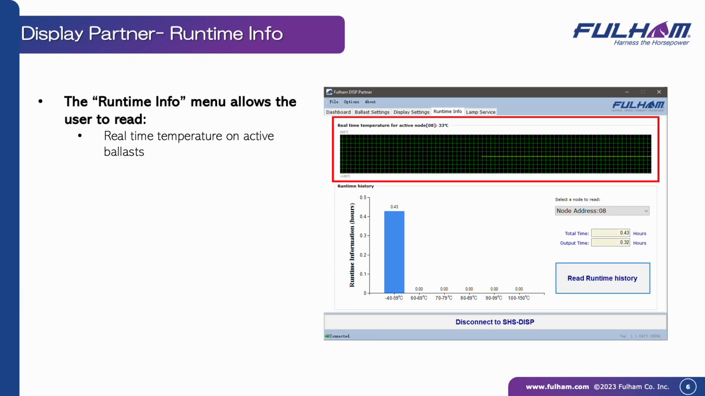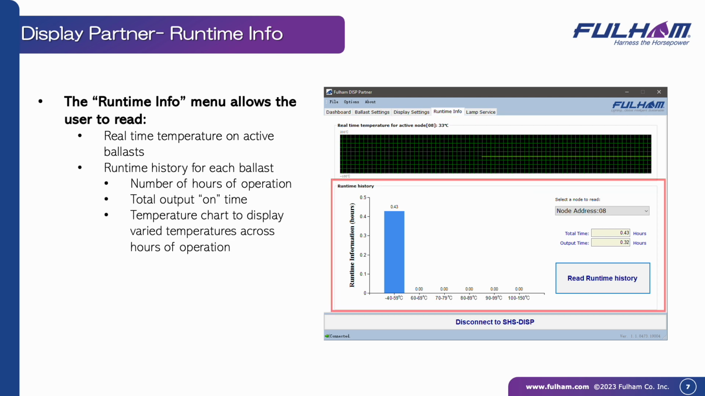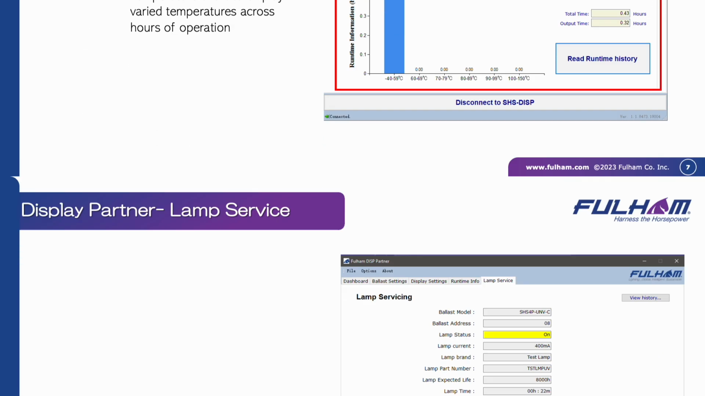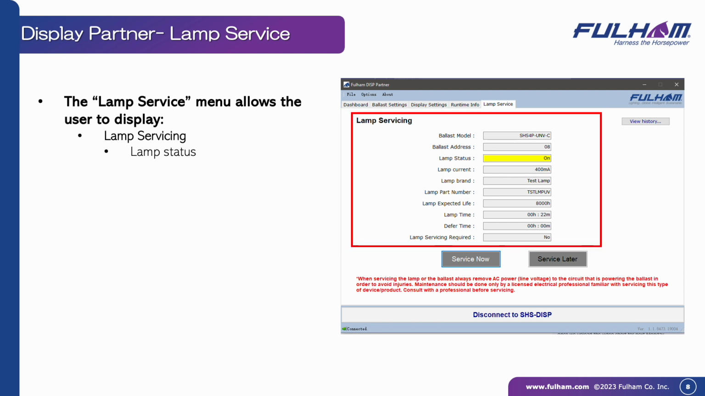Real-time information is accessible through the runtime menu, including aggregate hours of operation, real-time temperature, and other metrics that monitor lamp life and performance. And when lamps are in need of servicing or replacement, the display allows for convenient access to this information that eliminates the need for physical or visual inspection.